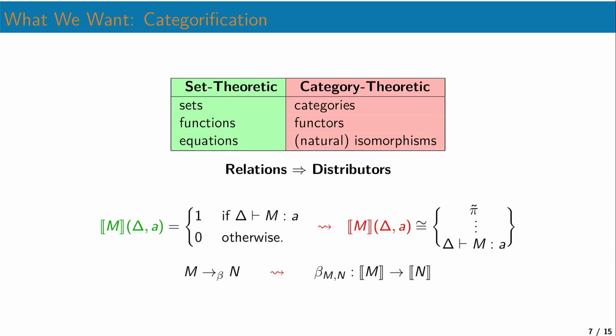So we replace set theoretic notions with category theoretic ones. For instance, we replace sets with categories, functions with functors, equations with eventually natural isomorphisms, and then relations with the notion of distributors or profunctors. And in this way, we can pass from the test of typability, a proof irrelevant semantics, to a proof relevant one, where we actually have the whole information about type derivations in our system. So the distributor semantics will take a context delta and a type A and return all the type derivations of your term M under this context with this type.